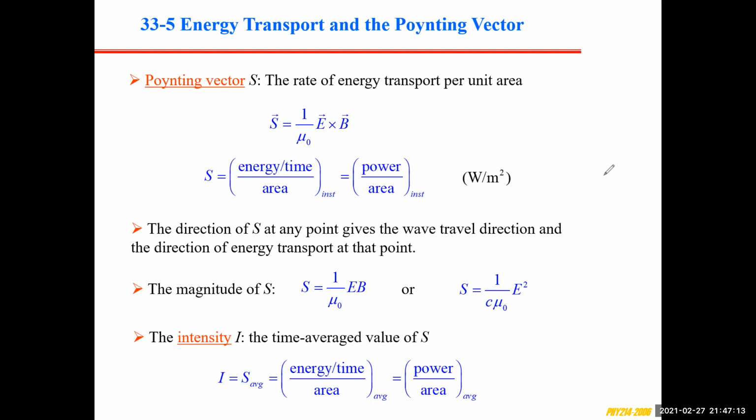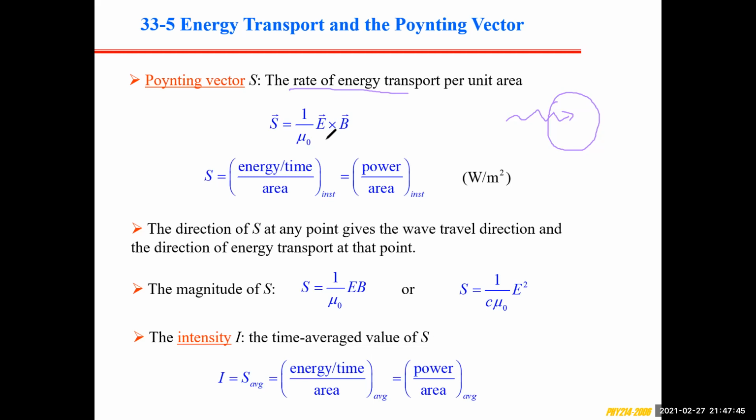So what is a Poynting vector? The Poynting vector, by definition, is the rate of energy transport per unit area. Rate of energy transport is power, so it is power per unit area. Let's say you have an area, and the electromagnetic wave is passing through this area. What is the power per unit area? That is what we call the Poynting vector. So what is the expression for the Poynting vector? It is equal to 1 over mu naught E cross B.